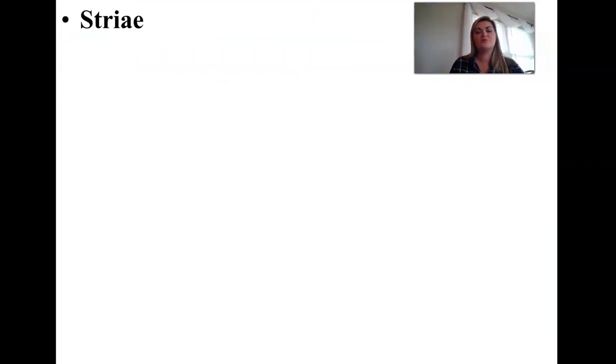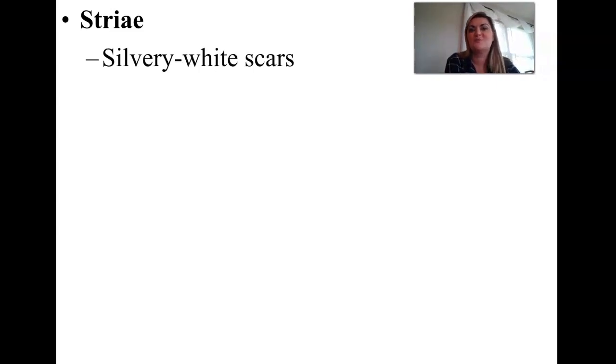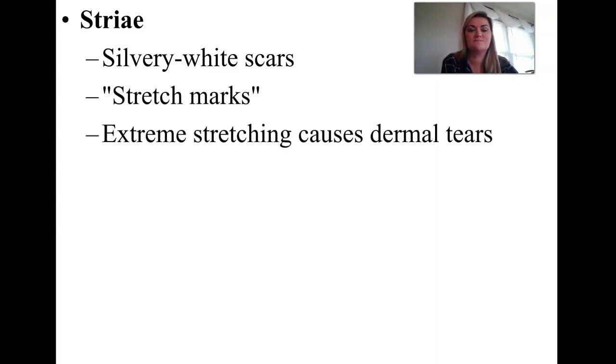Next, we have what's referred to as striae. Striae are going to be silvery white scars. So these are what we refer to as stretch marks. They usually start off as purplish or red lines underneath the skin where the skin tears. And then over time, as it begins to heal, you get left with these silvery white lines on your body, and those are scars. So these are the stretch marks.